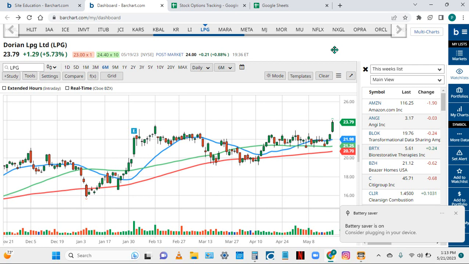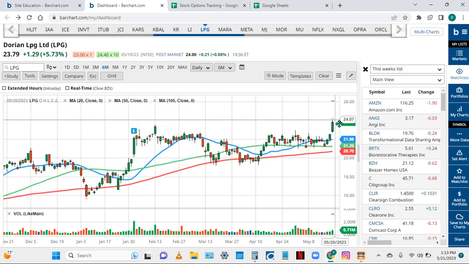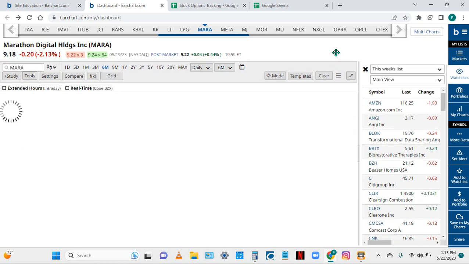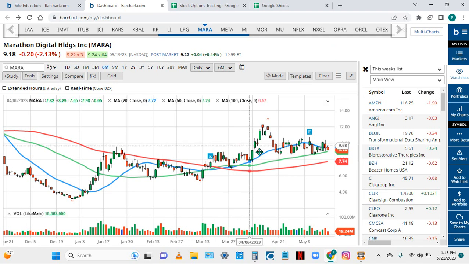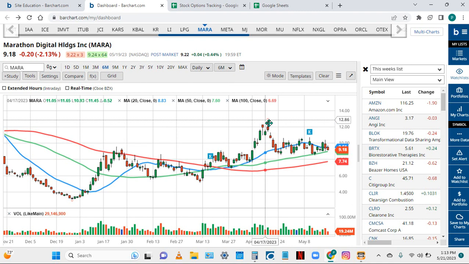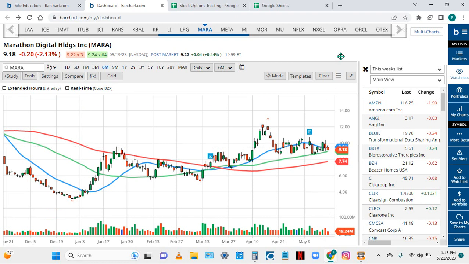Here we've got Dorian LPG. This looks like what we were looking for. We have this big consolidation now breaking out. So buy that candle, or buy over the highs of that candle. Dorian LPG looks higher. Mara, this is related to Bitcoin. It broke out, gapped up several days, and then sold all the way back down. Now it's consolidating again. This could go either way. So that's just on the watch list to see which way it goes.